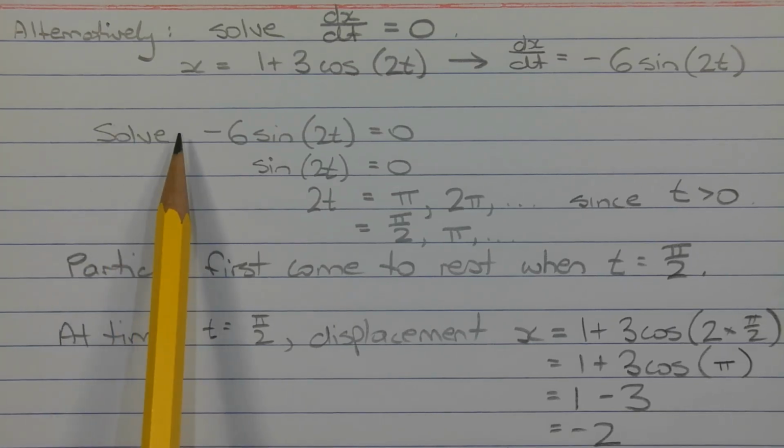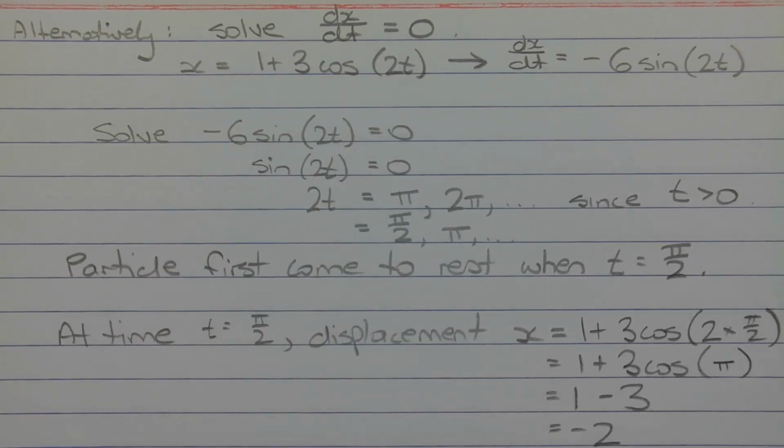Next, we want to solve -6 sine 2t equals 0. Dividing both sides of the equation by -6, we get sine 2t equals 0. Taking the inverse sine of both sides of the equation to isolate the 2t, we get 2t is equal to pi, 2 pi, and so on, bearing in mind that t has to be greater than 0.